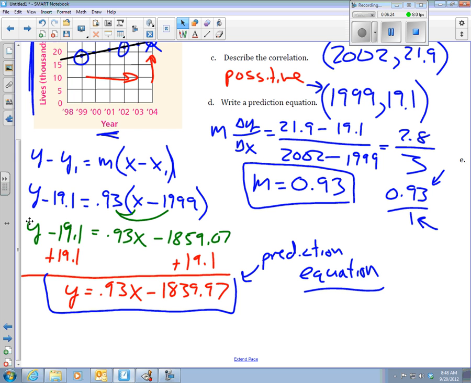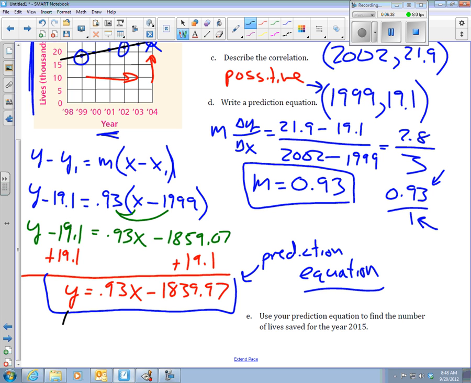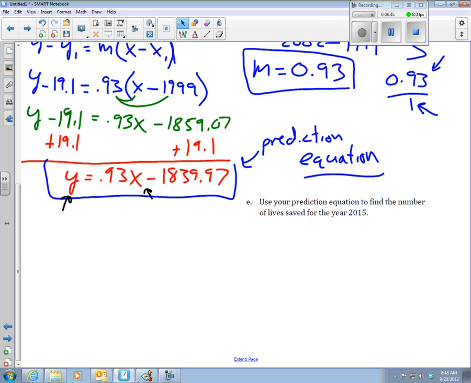We can use it to make predictions. In fact, the prediction we're going to make right now is this. Use your prediction equation to find the number of lives saved for the year 2015. Well, y is the number of lives saved. X is the year. We decided that earlier, so I'm going to plug that in.